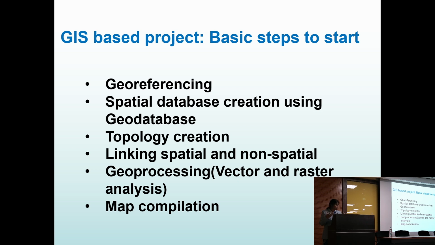Map elements mean north arrow, scale, legend, title, okay, and grid and graticules. Okay, so if those are present, then only it is termed as map, otherwise it is mere drawing. So the last step is map compilation. So if anyone of you or anyone wants to use GIS for any project purpose or for any problem solving, you have to follow these steps.